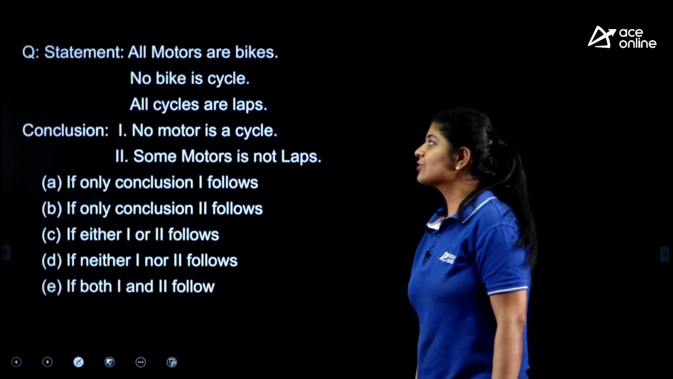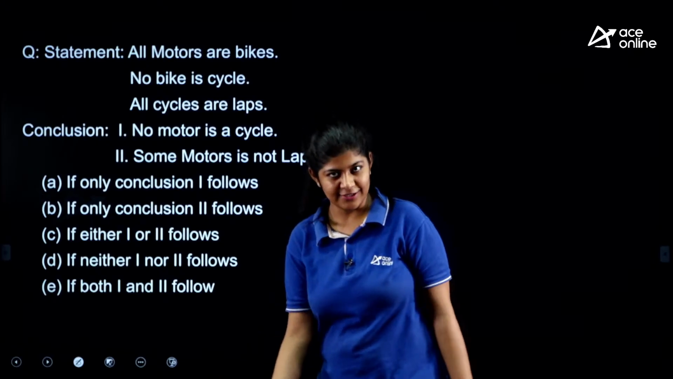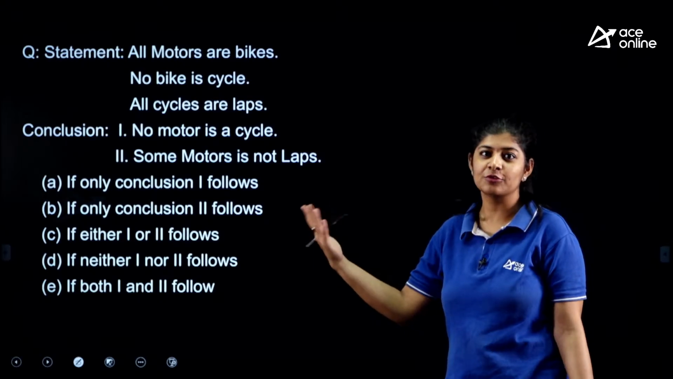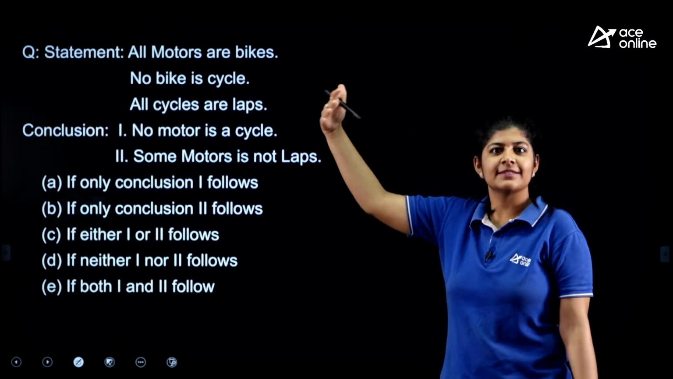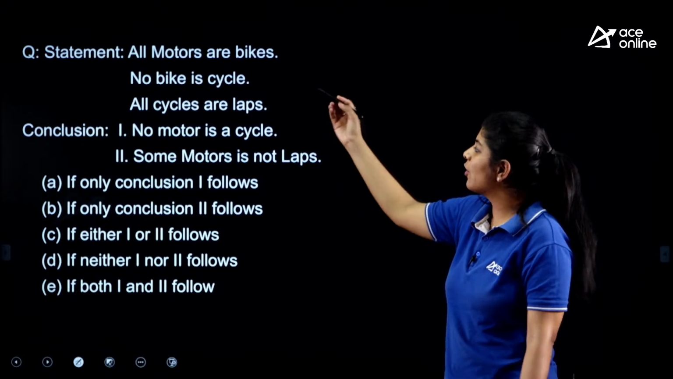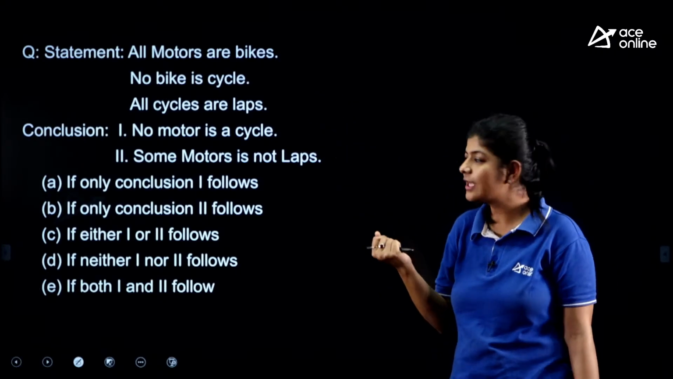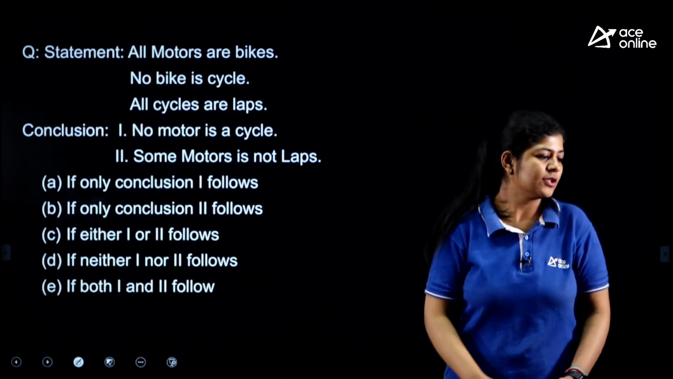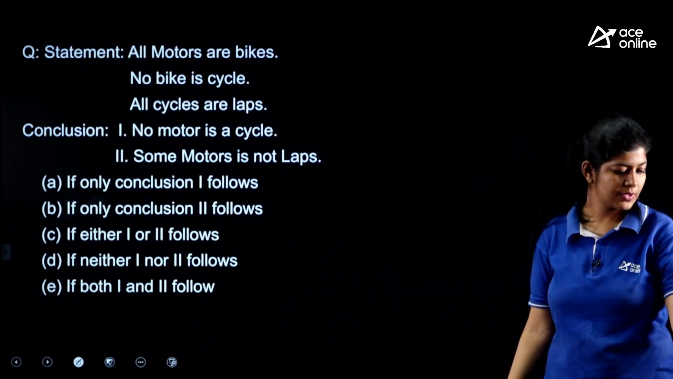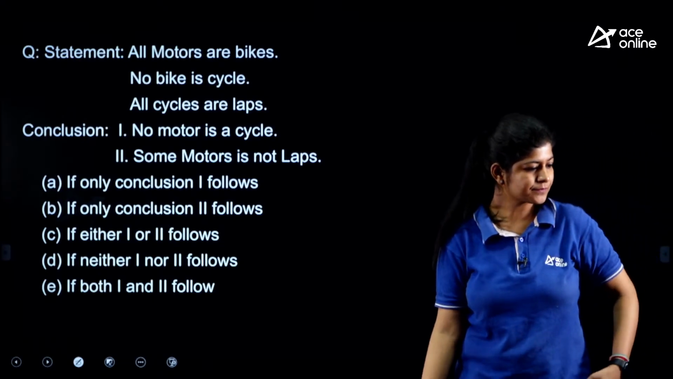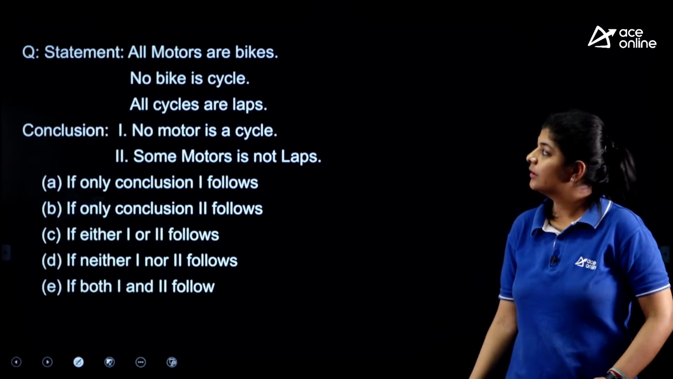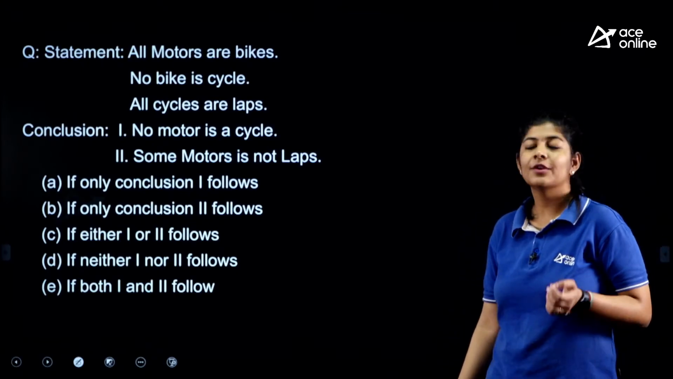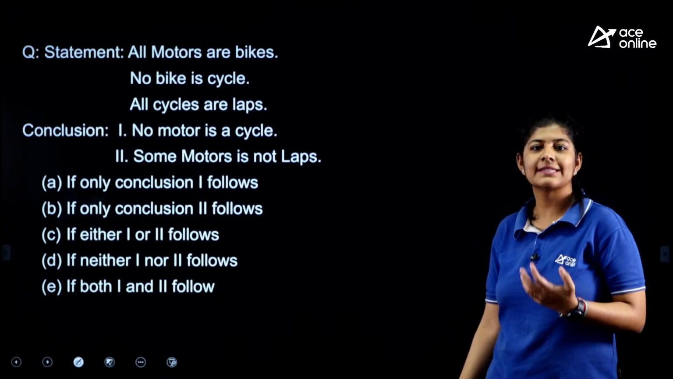Next. The next question is from the concept of syllogisms, and we know that whenever we have questions from this concept, how we need to solve it. First, we need to make a simple diagram or the basic diagram, and accordingly we need to check these conclusions, and with the help of that we need to select our answer. So what answer are we getting over here? Very good Chandrasekhar. So the statements are: all motors are bikes, no bike is cycle, all cycles are laps.